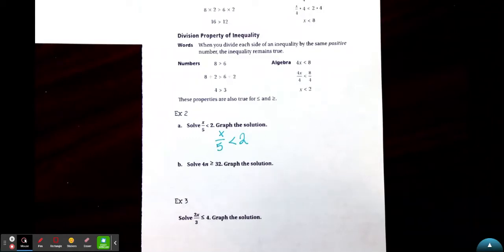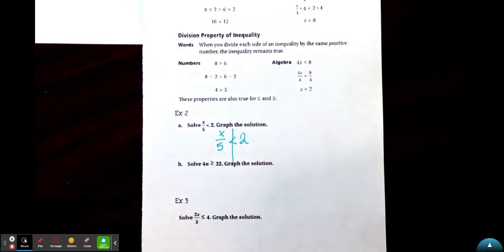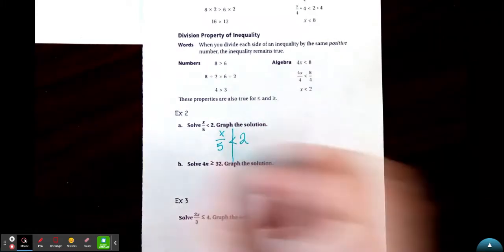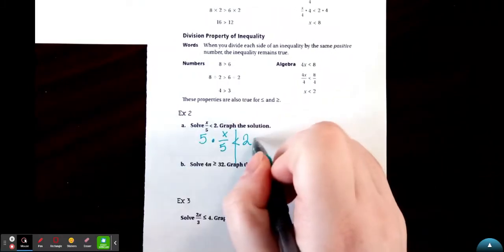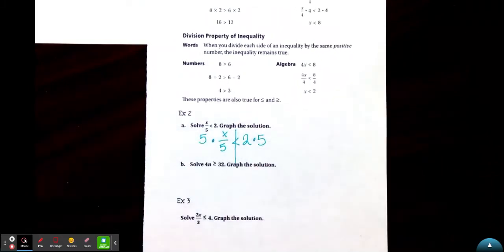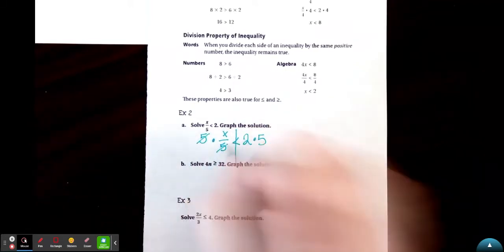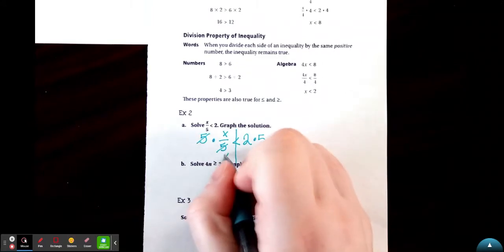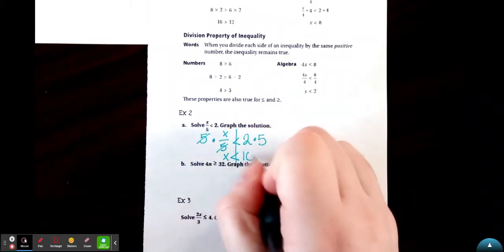I want x by itself. I need to get rid of the 5. So I'm going to draw my line. How do I get rid of that 5? Times 5, right? Because we're dividing by 5, so the opposite of that is going to be multiply by 5. And if I do it to one side, I have to do it to the other. So my 5 and dividing by 5 cancel out, and I'm left with x is less than 2 times 5, 10. So x is less than 10.